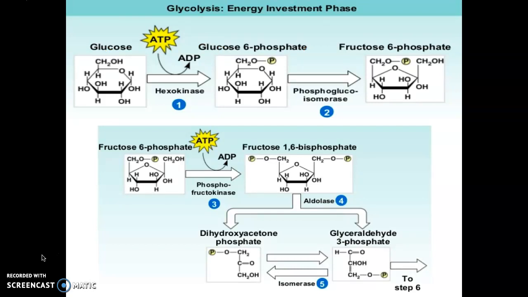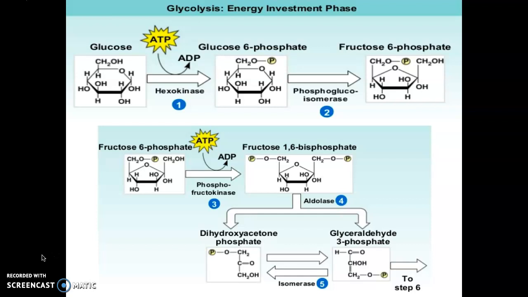So stage 1, we have ATP investment. That's going to be the first half of the process. So step 1, glucose is phosphorylated into glucose 6-phosphate by hexokinase, which actually breaks down the glucose in the muscle. This can also be done by glucokinase, but that would be done in the pancreas and the liver.